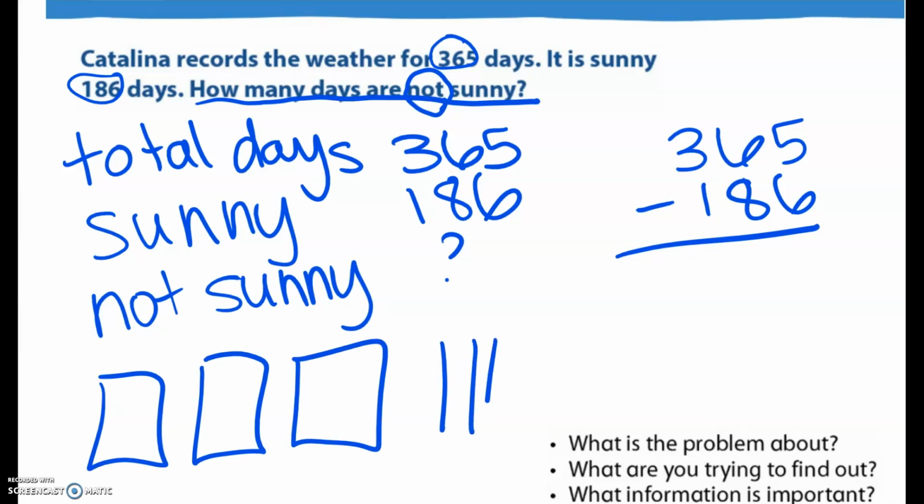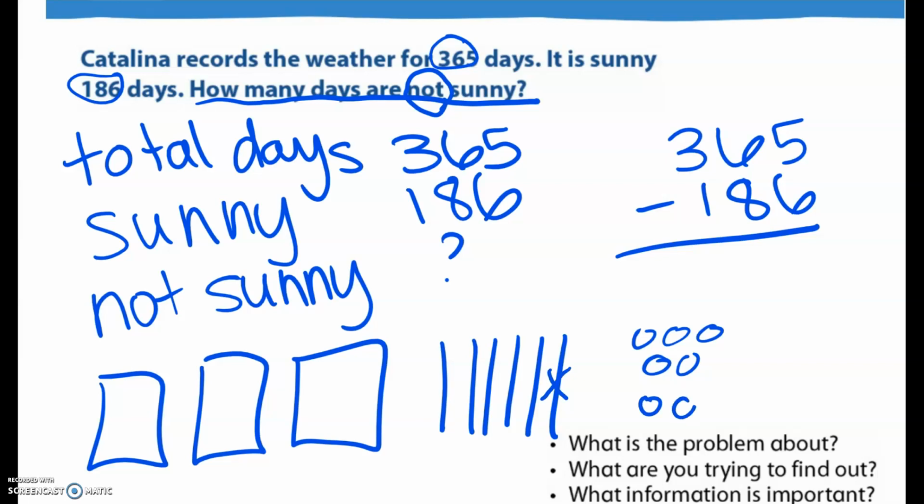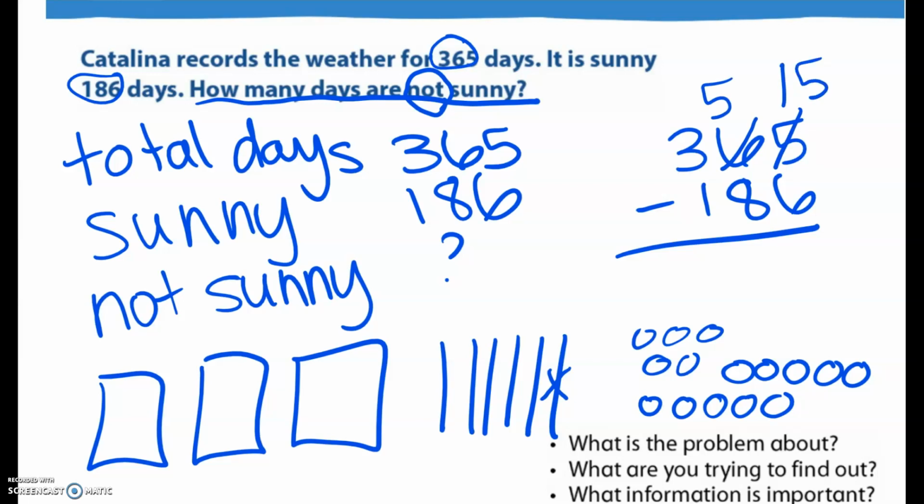So we have 365. And we need to take away 6 ones very first. So we're always going to start at the ones and take away 6 ones. Well, we don't have enough ones, so we need to break this 10 into individual tens. So now we only have 5 tens, but we now have 15 ones. So because we have 15 ones, we can take away 6 of them. So that leaves 1, 2, 3, 4, 5, 6, 7, 8, 9 ones.